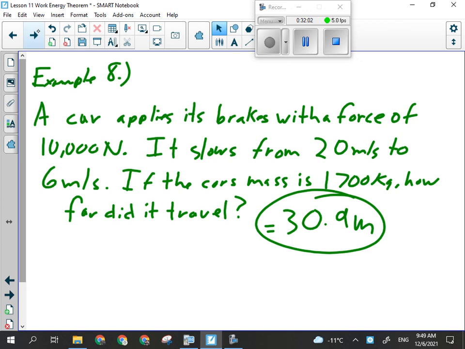Okay, we talked about this one. This was that really dark day. Hitting the brakes. Brakes is the work-energy theorem. See what you remember. Okay, try that one.